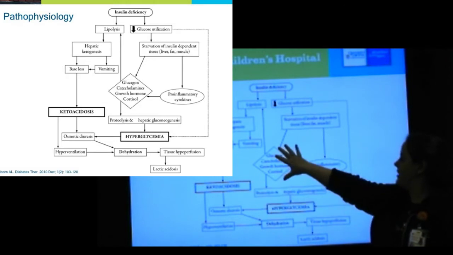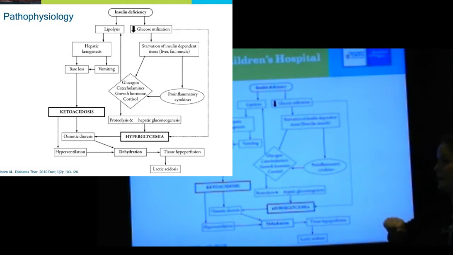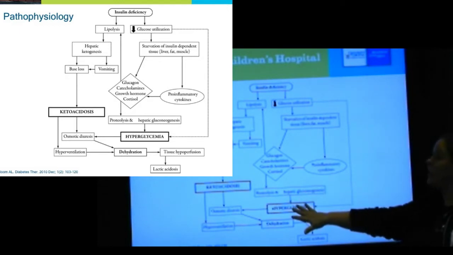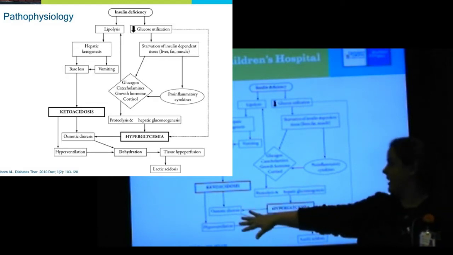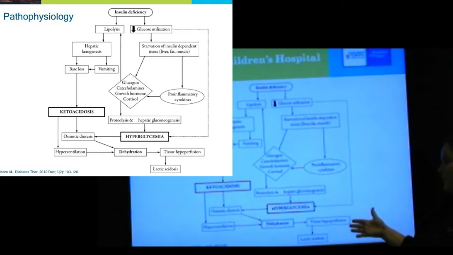And then, because of the counter-regulatory hormones, we also have increased hepatic gluconeogenesis, which further increases your glucose level in the blood. It leads to an osmotic diuresis, which then leads to dehydration, poor perfusion or hypoperfusion, and then lactic acidosis, leading to the overall picture of DKA.